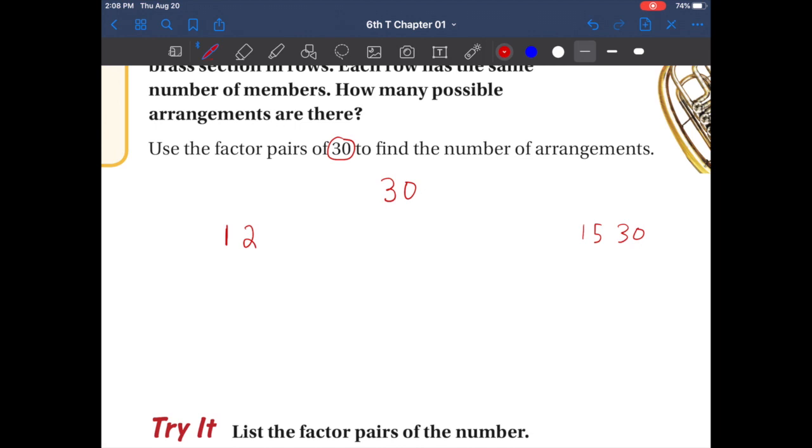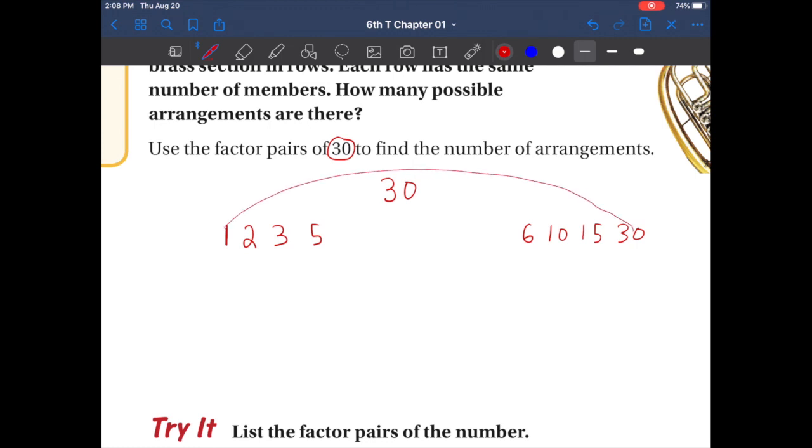15. Does 3 go into 30? Yes, it does. 3 times what number will get me 30? 10. 3 times 10 is 30. Does 4 go into 30? No. Does 5 go into 30? Yes. So 5 goes into 30. What times 5 will get me 30? Well, that'll be 6. 5 times 6 is 30. And then there's no more numbers. So we just found all of the factor pairs.